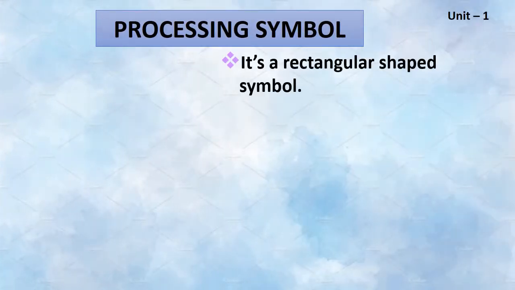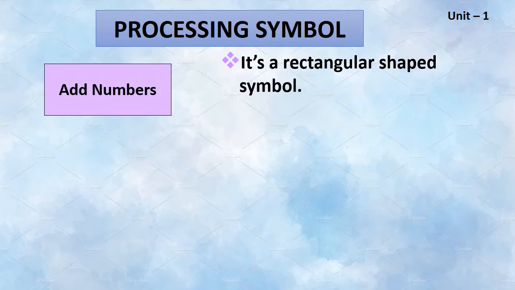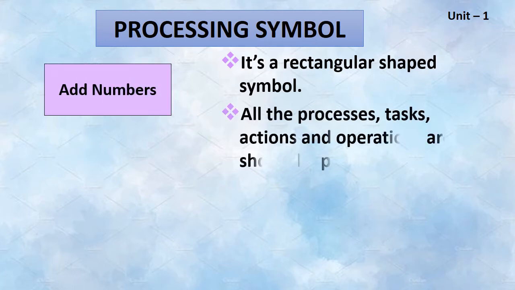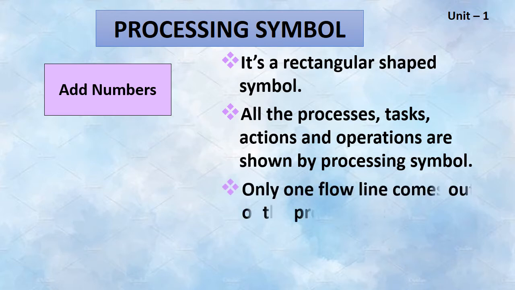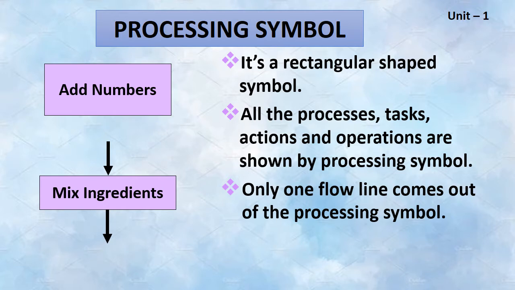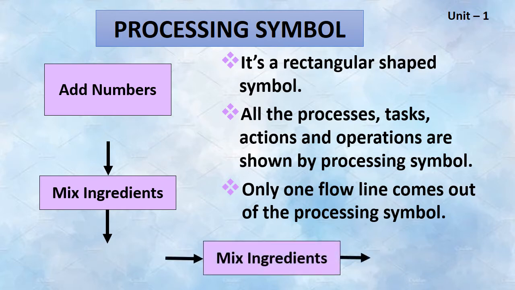A rectangular shape symbol is used to show processes in the flowchart. All the processes, tasks, actions and operations are shown by the processing symbol. Only one flow line comes out of the processing symbol. You can draw it vertically from top to bottom or you can draw it horizontally from left to right.